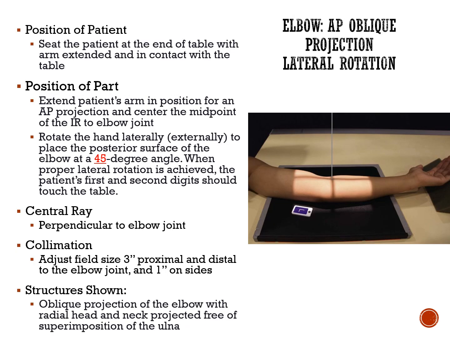Now on the AP oblique projection lateral rotation, from the AP projection, we're going to laterally rotate the elbow 45 degrees. We're going to center to the elbow joint. We're going to adjust our field 3 inches proximally and distally, and 1 inch collimation on the sides. We're going to do an oblique projection of the elbow with the radial head and neck free of superimposition of the ulna.